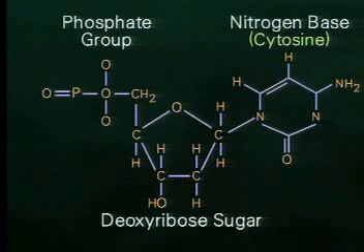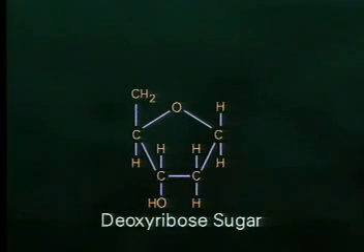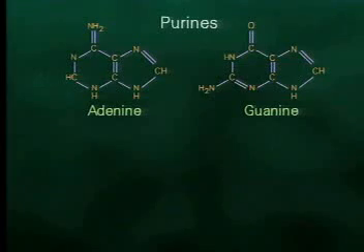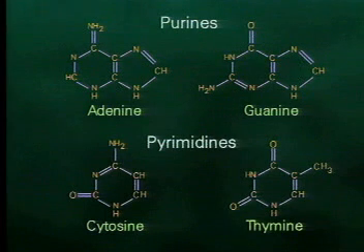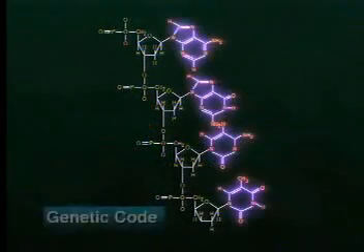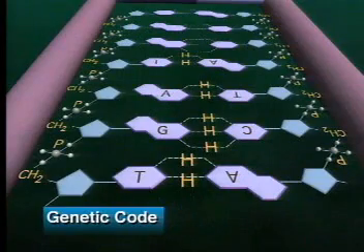The nitrogen base is only one part of a subunit called a nucleotide. Each DNA nucleotide consists of a deoxyribose sugar, a phosphate, and the nitrogen base. An enormous amount of information is encoded in DNA using only the 4 nitrogen bases: adenine, guanine, cytosine, and thymine. The different sequences and number of these base pairs along the polynucleotide strand is the genetic code, which provides for the tremendous variability of genes and their protein products.